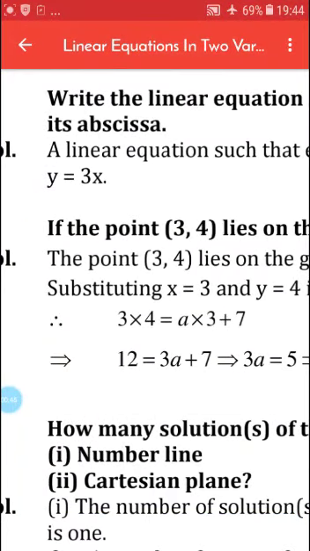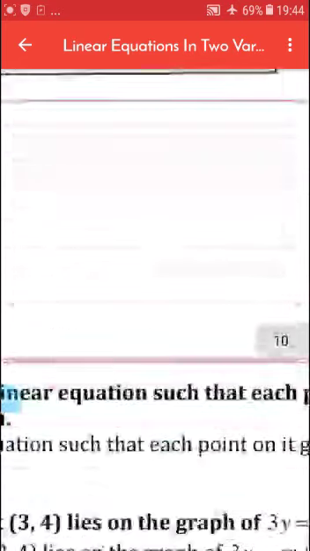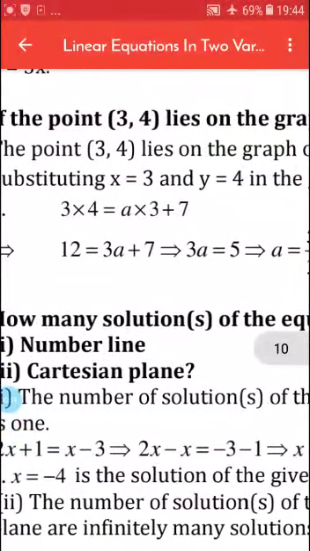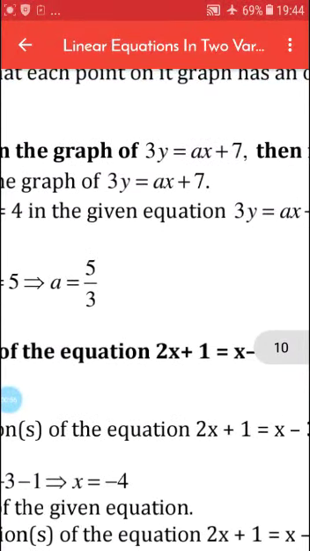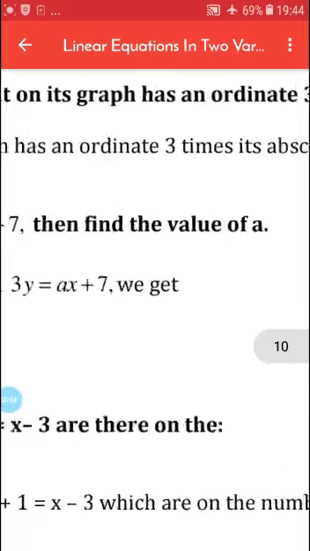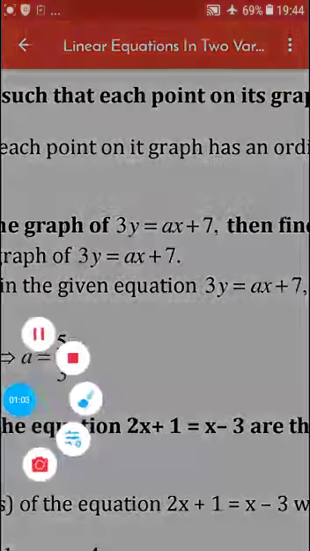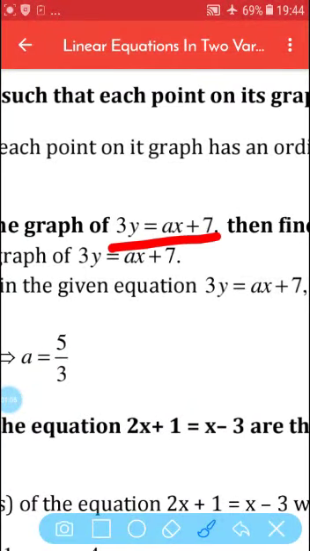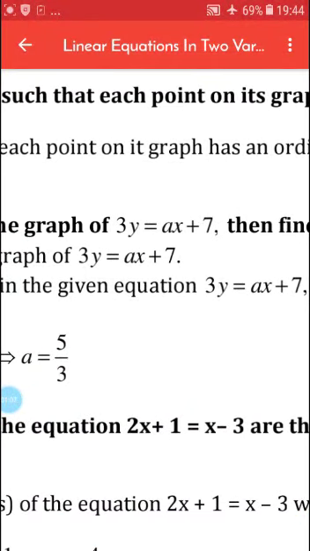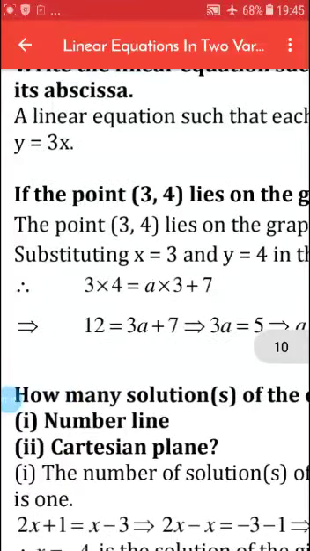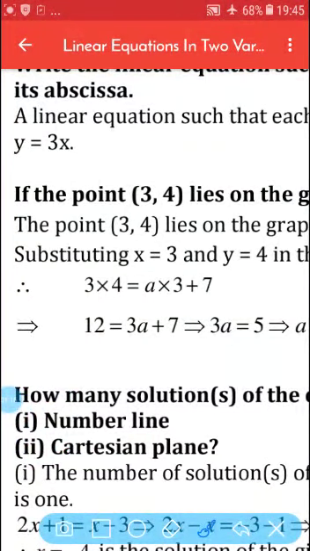If the point (3, 4) lies on the graph of 3y equals ax plus 7, then find the value of a. So here we have given 3y equals ax plus 7. And we have to find the value of a. So how we will find the value of a? For (3, 4), the value of x is 3 and the value of y is 4. So directly put x equals 3 and y equals 4.